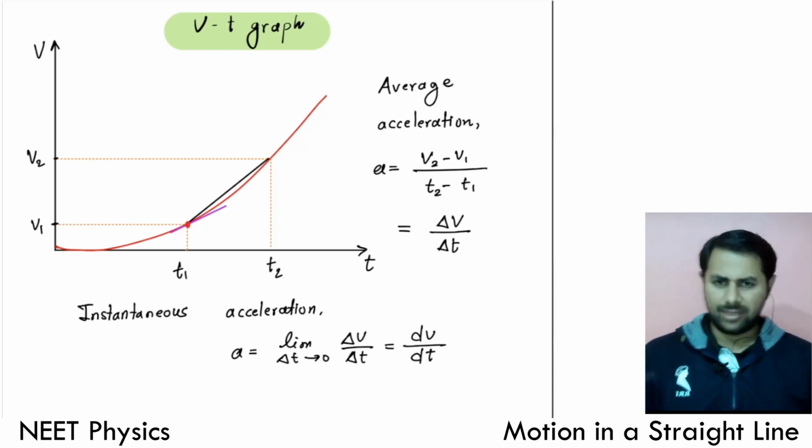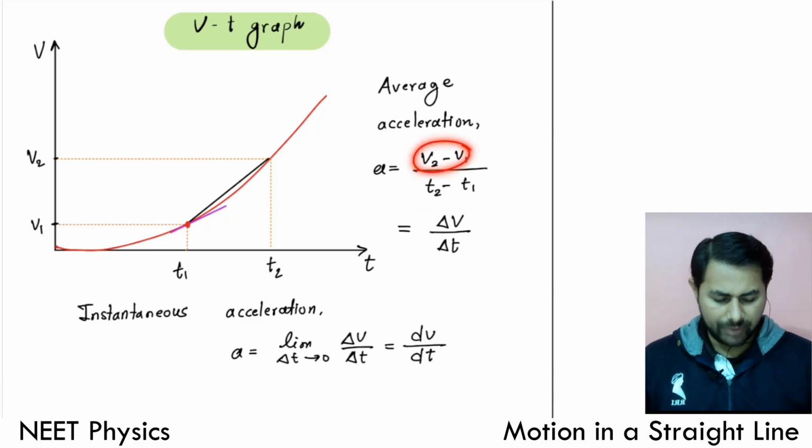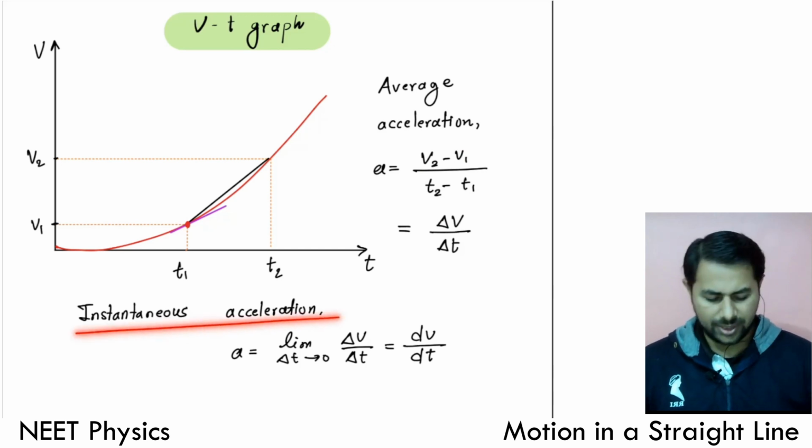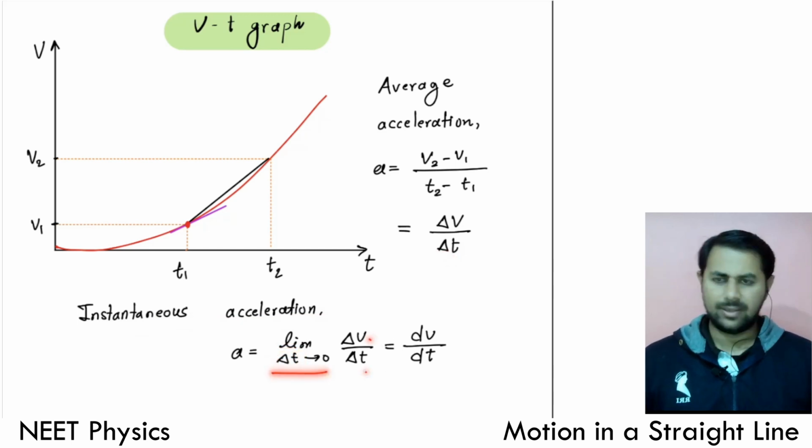You just take the derivative. Acceleration is change in velocity, v2 minus v1 divided by t2 minus t1. v2 minus v1 is written as delta v, t2 minus t1 is written as delta t. The instantaneous acceleration is what? When delta t becomes very small, limit delta t tends to 0, delta v by delta t, and it is dv by dt, the derivative of velocity with respect to time. Is this clear, everyone?